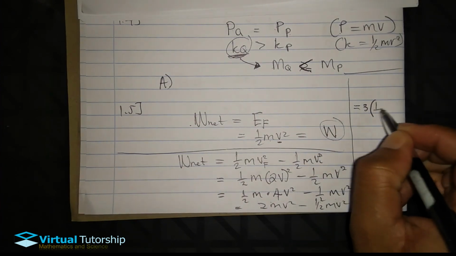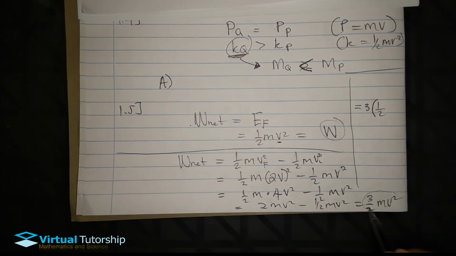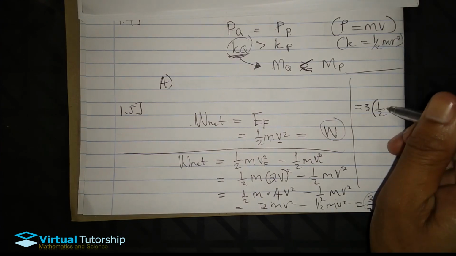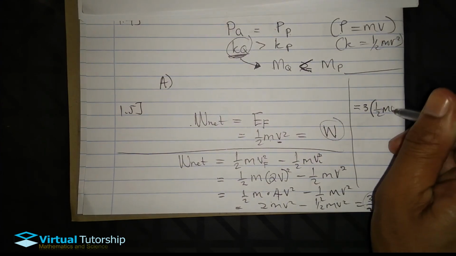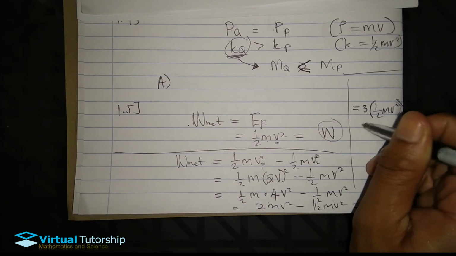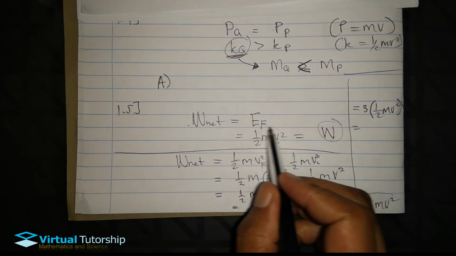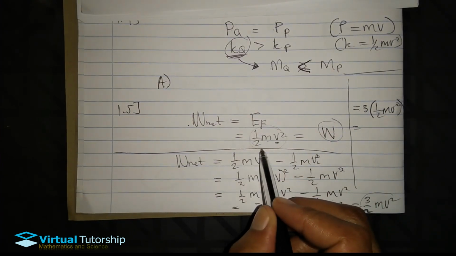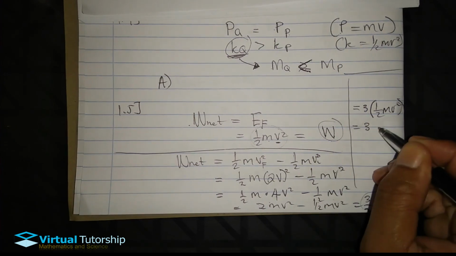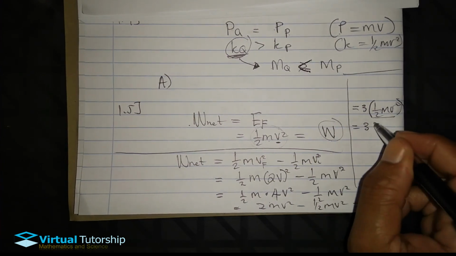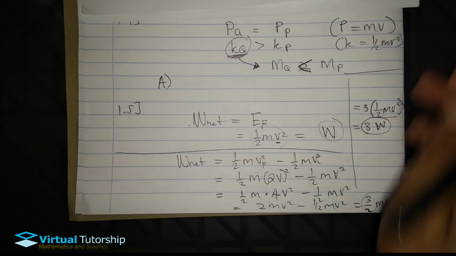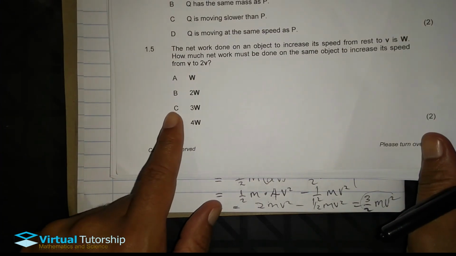I'm left with 1 over 2. Here, I'm factoring the 3 out, so I'm left with 1 over 2 m v squared. Remember, we calculated half m v squared, and that gave us W. So you replace this by W. So our answer is what? C.